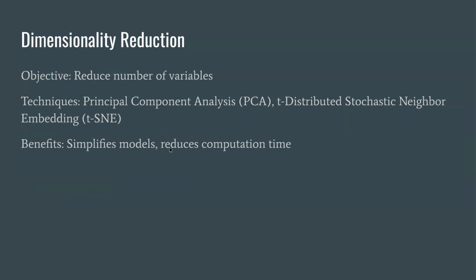Dimensionality reduction. So dimensionality reduction aims to reduce the number of variables in the dataset while preserving as much information as possible. So this is important for simplifying models, reducing computation time, and mitigating the curse of dimensionality. So common techniques include principal component analysis and t-distributed stochastic neighbor embedding. These methods help visualize high-dimensional data and identify the most important features.